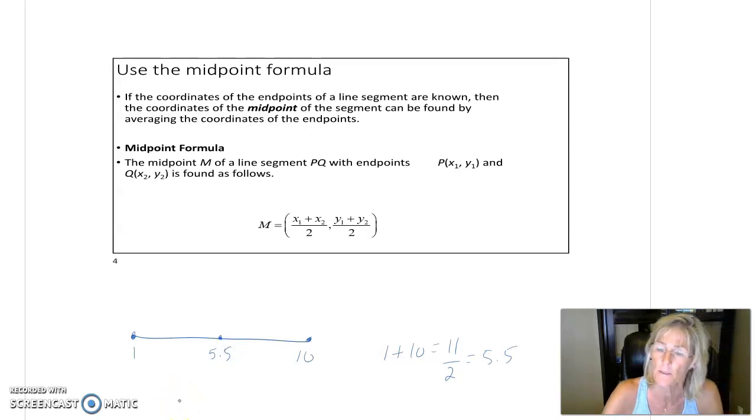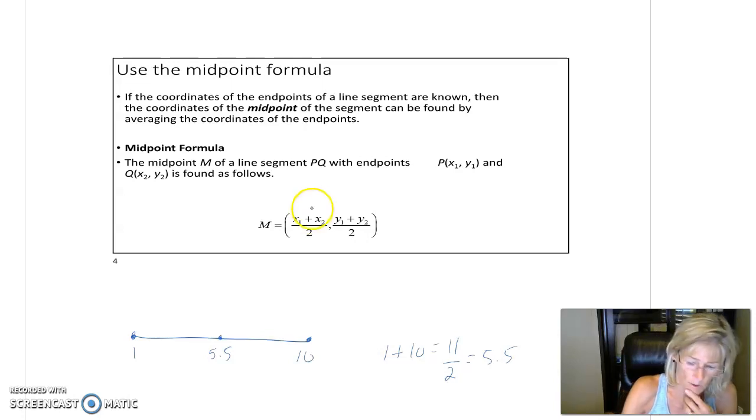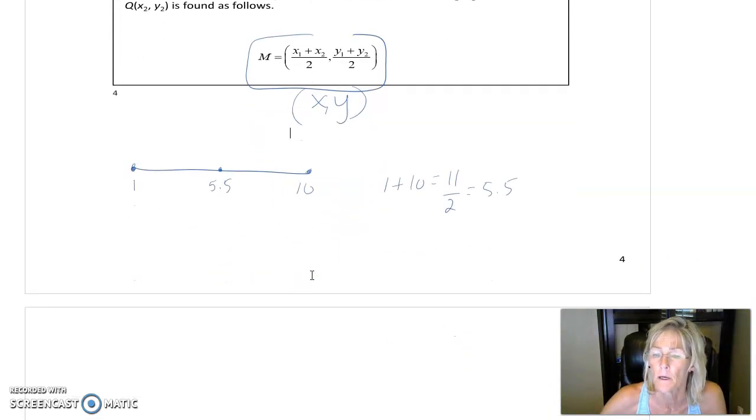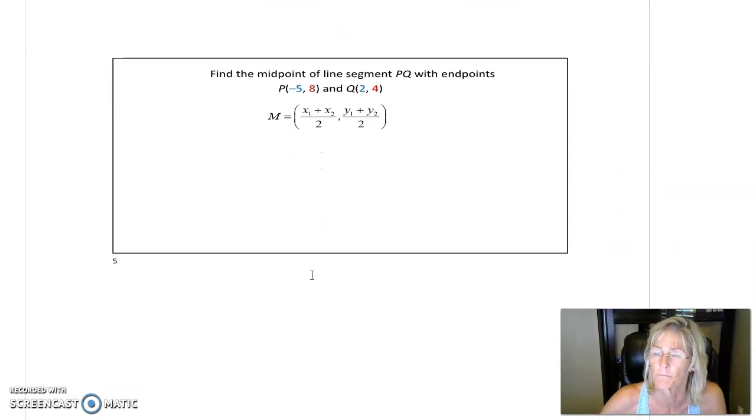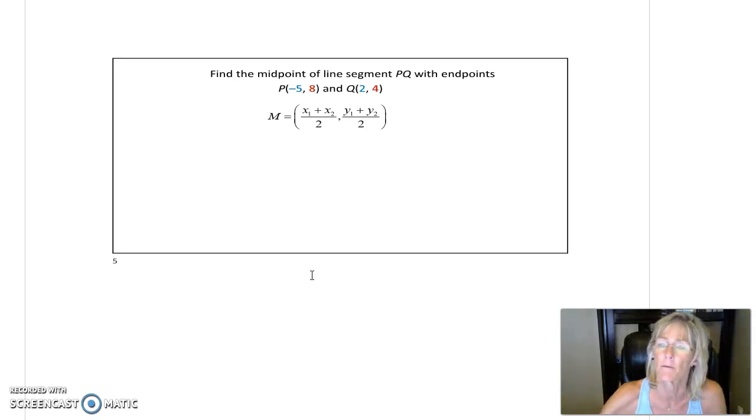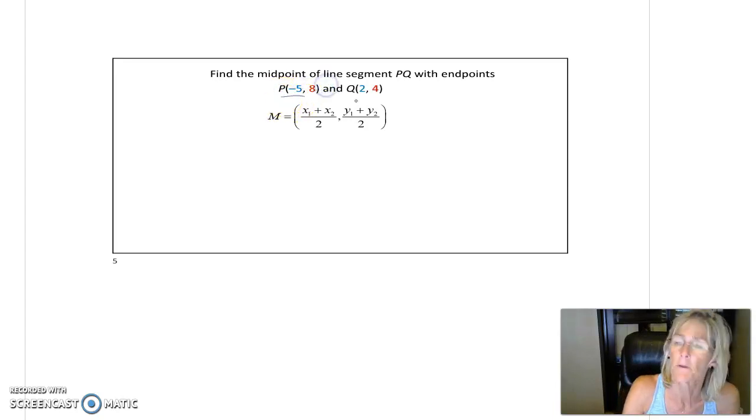So it's the same thing, except we have to average the x's and we have to average the y's. So here's our formula. We add the x's, we divide by 2. We add the y's and we divide by 2, and that gives us our x, y point. And the midpoint will always be a point, so it has to be in point form. So let's look at an example. I'm given the point P, which is (-5, 8). I'm given the point Q, which is (2, 4). So let's find the midpoint.